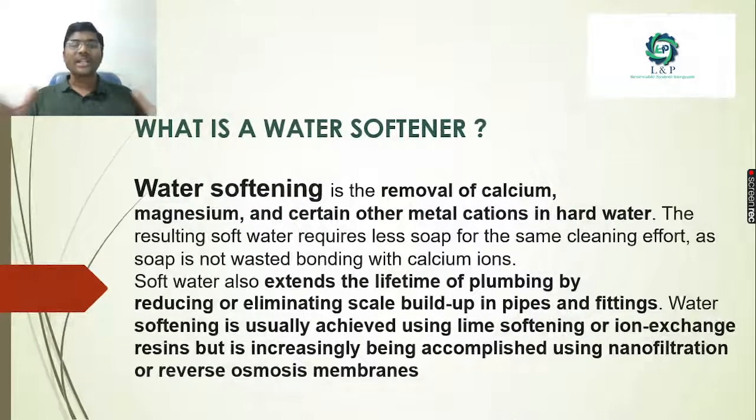So first, what is a water softener? It is nothing but a process. First we need to know what water softening is. It is a process in which we remove the calcium and magnesium cations in the hard water. When these calcium and magnesium cations are removed, the water becomes soft.